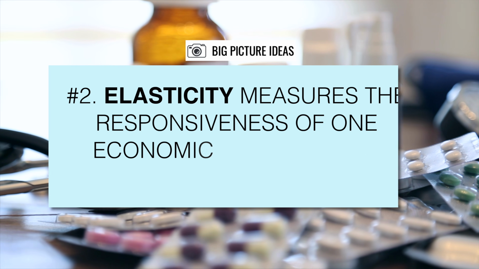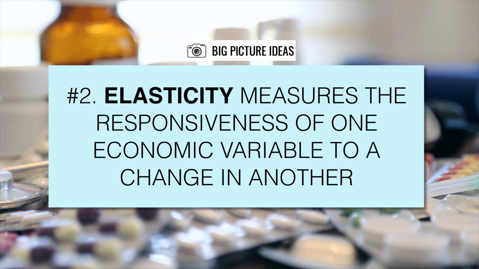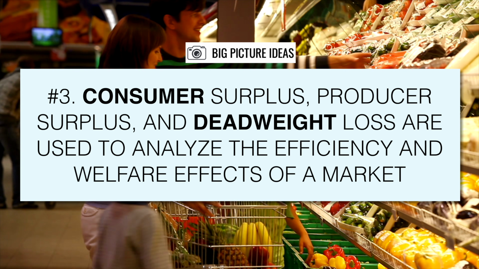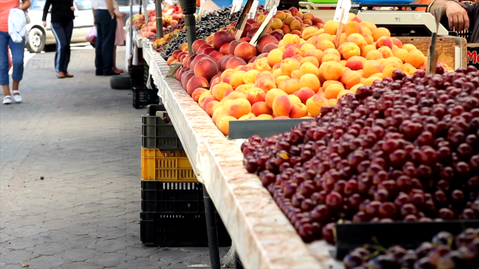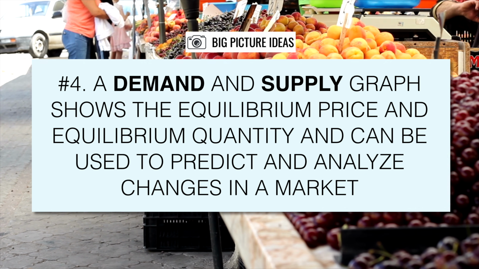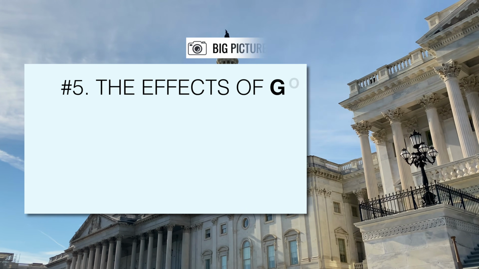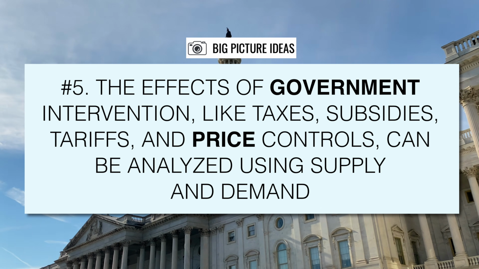Number 2, elasticity measures the responsiveness of one economic variable to a change in another. Number 3, consumer surplus, producer surplus, and deadweight loss are used to analyze the efficiency and welfare effects of a market. Number 4, a demand and supply graph shows the equilibrium price and equilibrium quantity and can be used to predict and analyze changes in a market. And number 5, the effects of government intervention like taxes, subsidies, tariffs, and price controls can be analyzed using supply and demand. That's an overview, so now let's jump into specific topics.